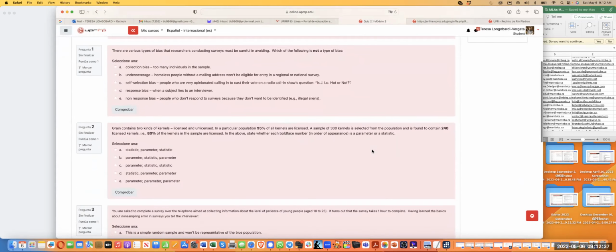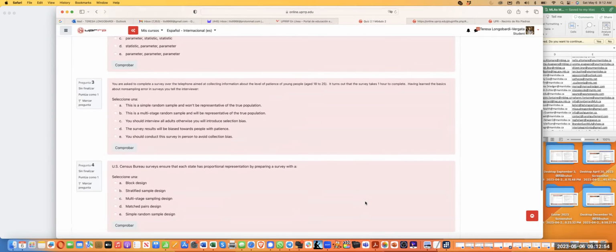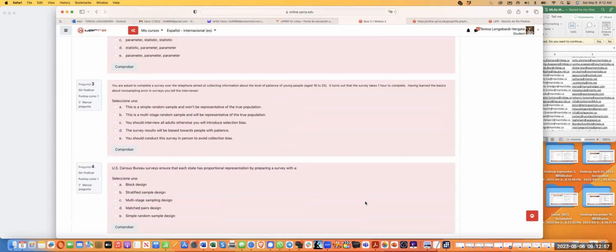Okay, so which one? I think it was the third one. No, let me check my notes really quickly. The fourth one. All right, so this is very common for people to get wrong because they don't clarify the difference between stratified and multi-stage.